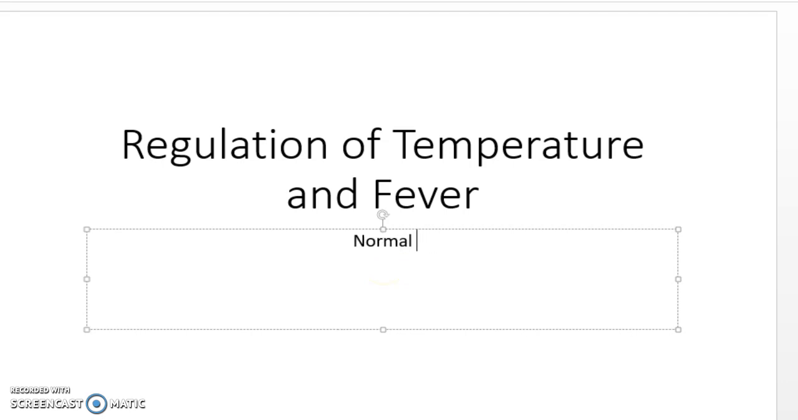I would say that the normal range of the temperature, you'll have to remember this, is 36.8 plus or minus 0.7.